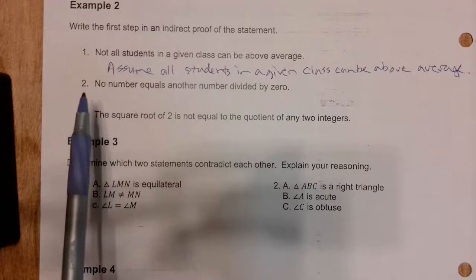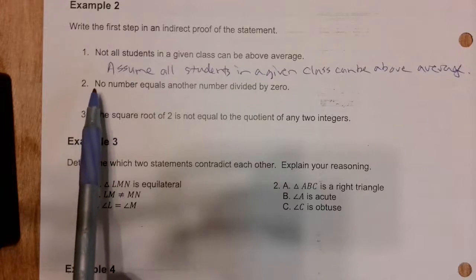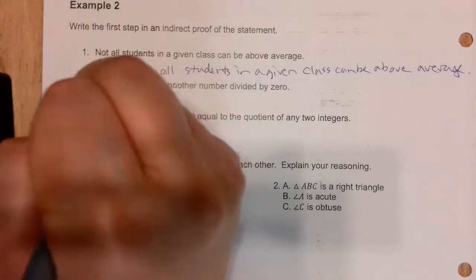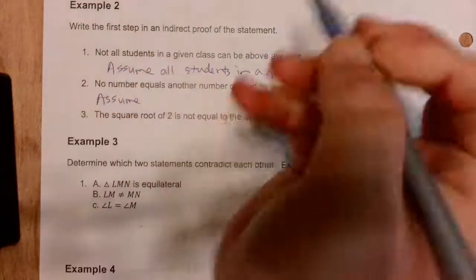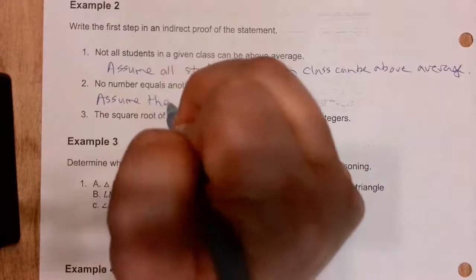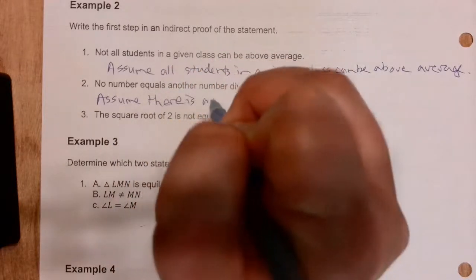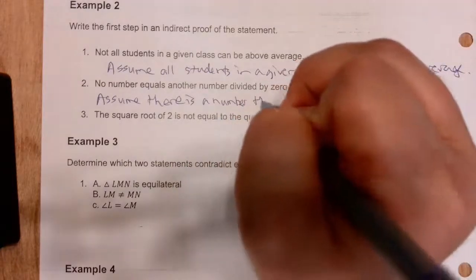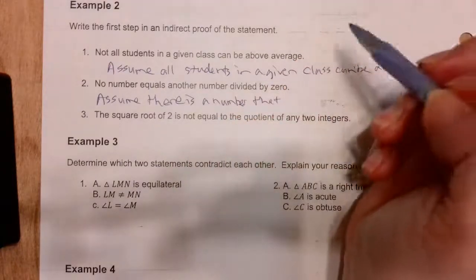Number 2, no number equals another number divided by 0. Assume the opposite. Assume that it's wrong that no number equals this. So what we would assume is there is a number that equals another number divided by 0.